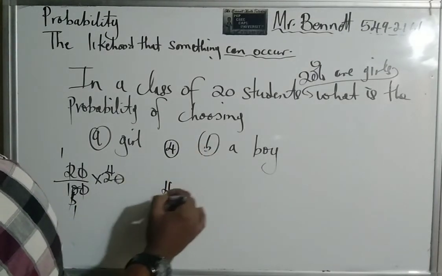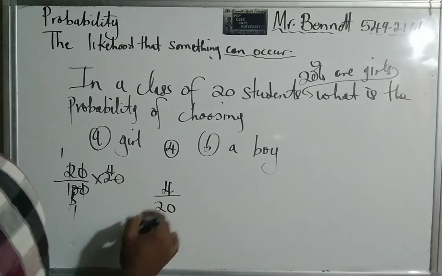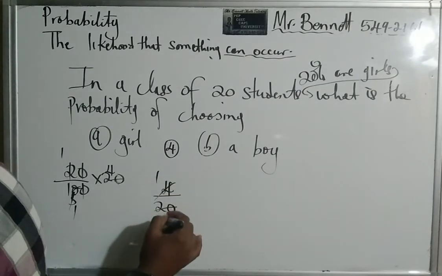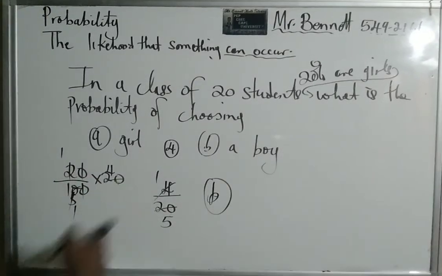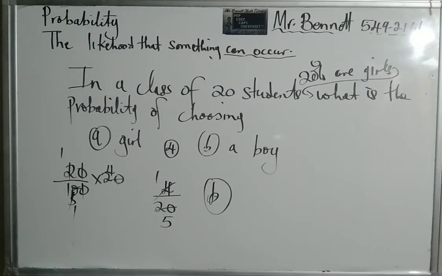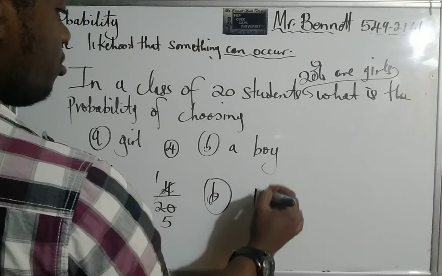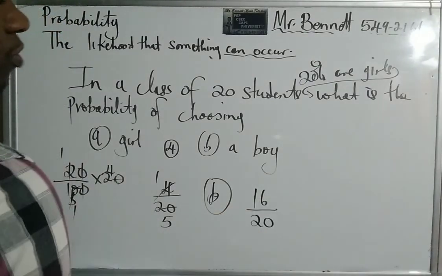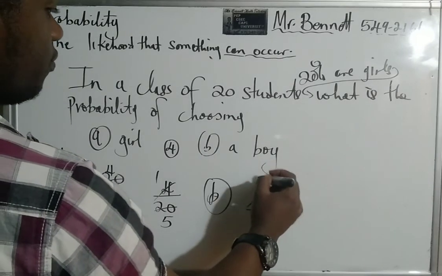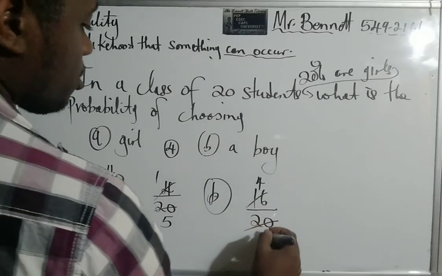So it will be 4 out of 20. So 4 into 4, 1, and 4 into 20, 5, so that will be 1 over 5. Now the probability of choosing a boy, we can take this from 1, or we could say there are 16 boys and break it down. 4 into 16, 4, 4 into 20, 5.